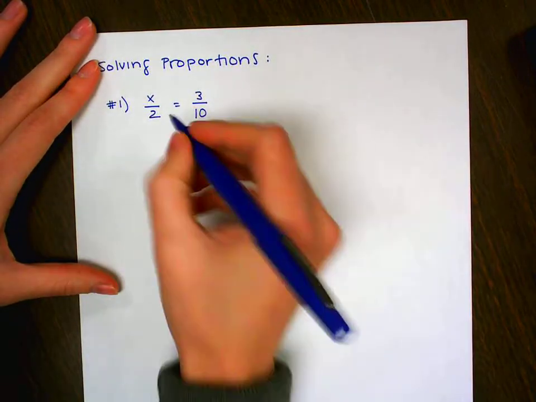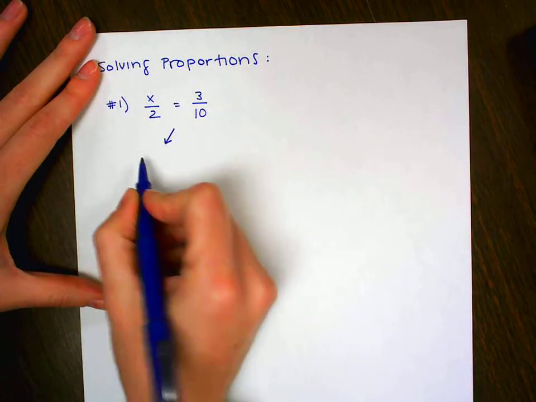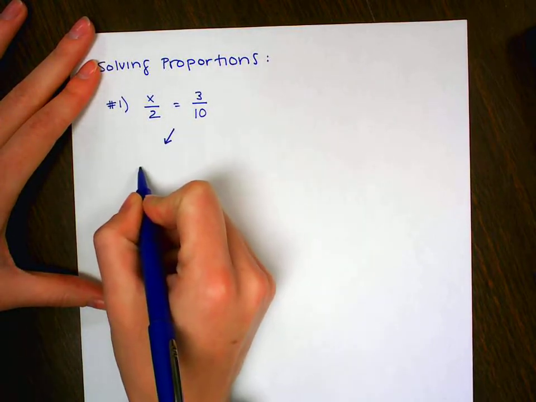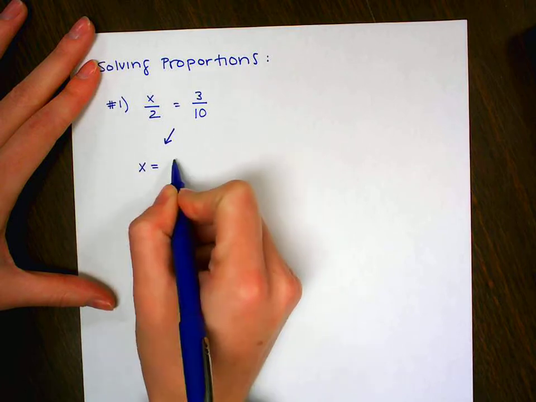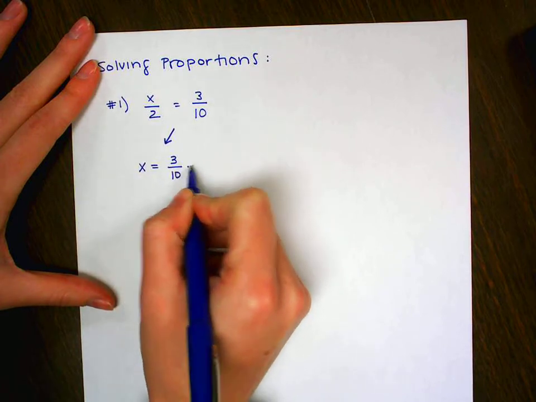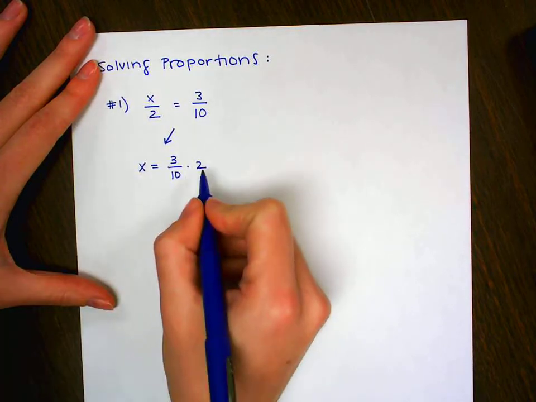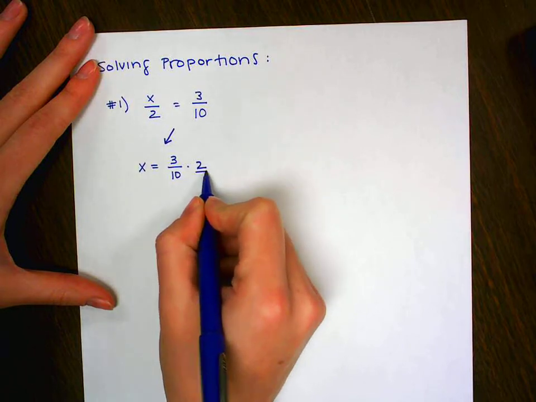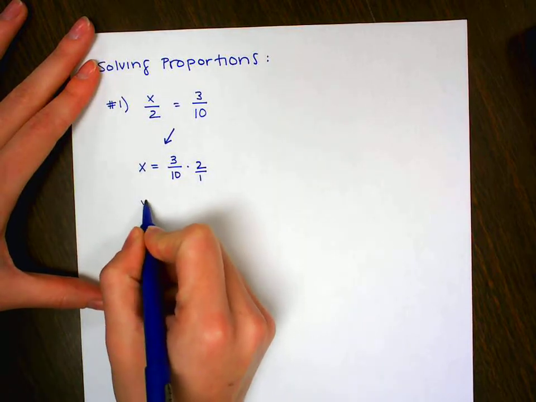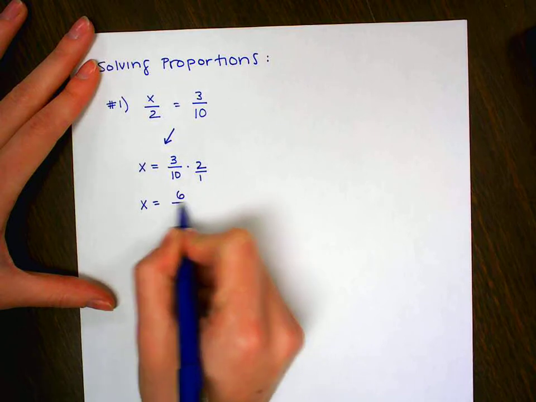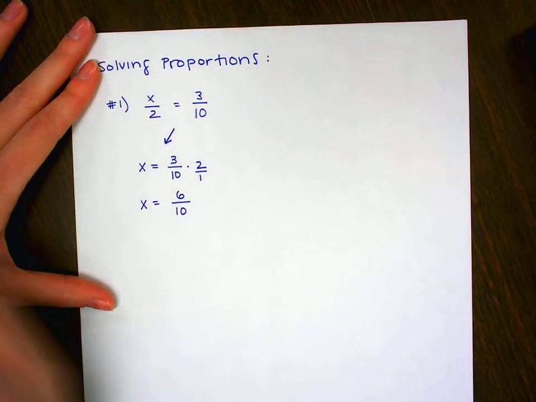So I'm going to do this problem 2 different ways. I'm going to start by just multiplying both sides by 2. And when I do that, I'm going to get x by itself. And over here, I'm going to get 3 over 10 times 2. Well, multiplying by 2 is really the same as multiplying by 2 over 1. So now I get x equals 6 over 10. But I'm going to need to simplify that.